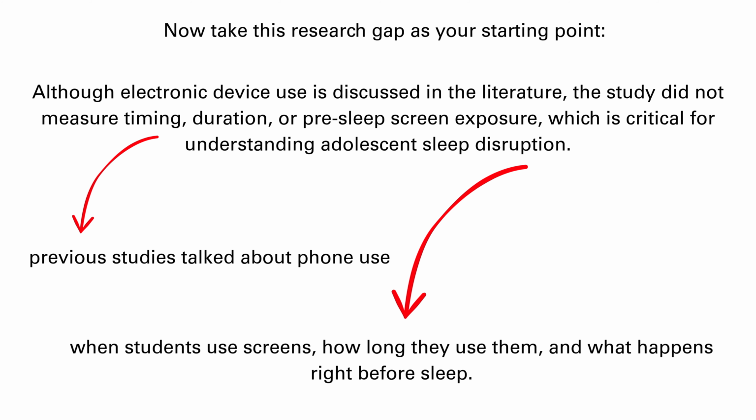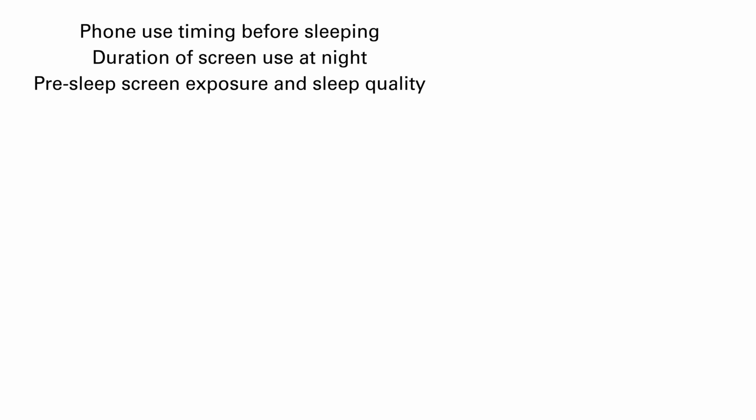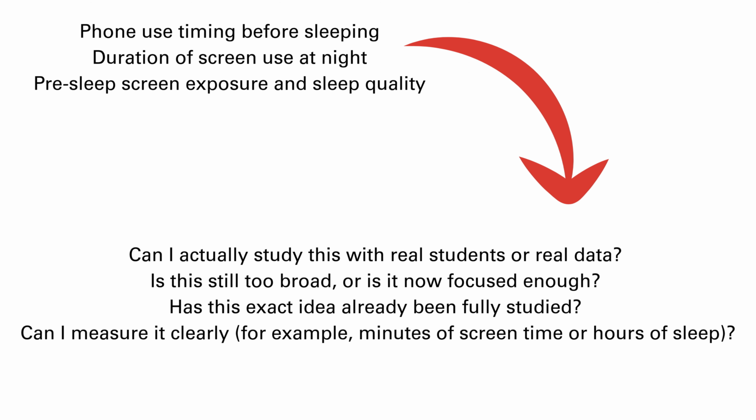So now your job is to turn this missing information into smaller topic ideas. For example, you can create ideas like, phone use timing before sleeping, duration of screen use at night, pre-sleep screen exposure and sleep quality. Each of these is more focused because it directly connects to the gap. After writing your ideas, check each one using simple questions. Can I actually study this with real students or real data? Is this still too broad, or is it now focused enough? Has this exact idea already been fully studied? Can I measure it clearly, for example, minutes of screen time or hours of sleep?